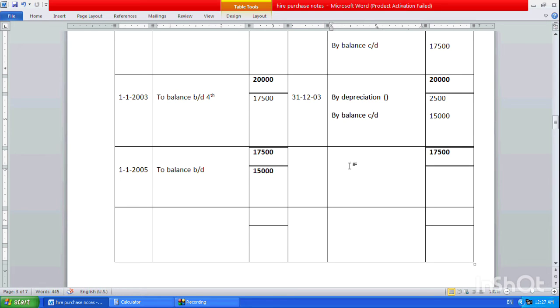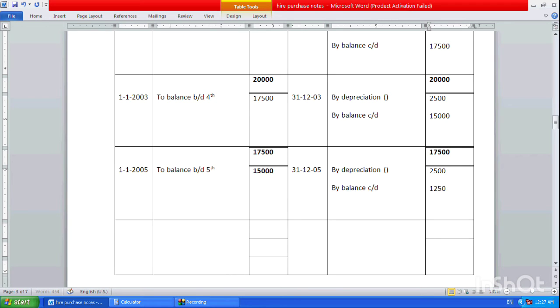Okay. Depreciation: 31st December 2004. Oh, 05, I have taken it by mistake, I'll change it later. So 2,500 is the depreciation. 15,000, this is the 5th year. 15,000 minus 2,500, we will get 12,500. Okay, so overall 15,000, and debits also 15,000 overall.